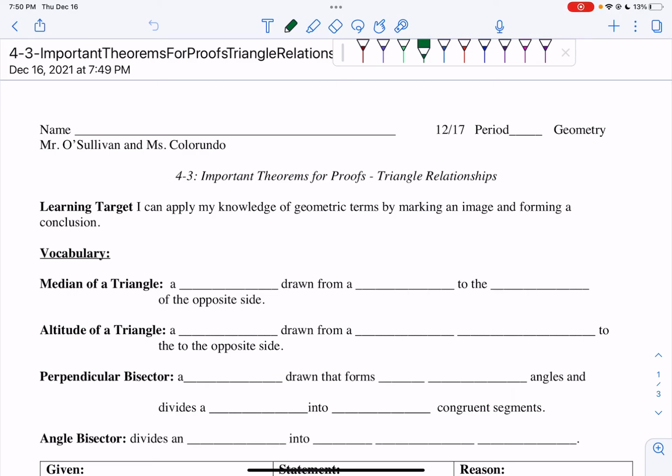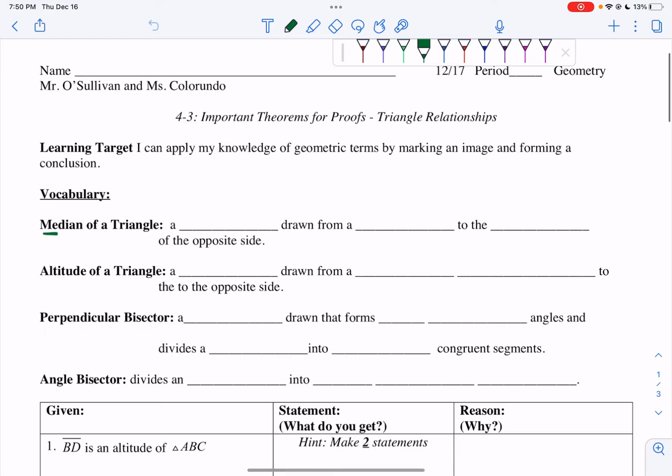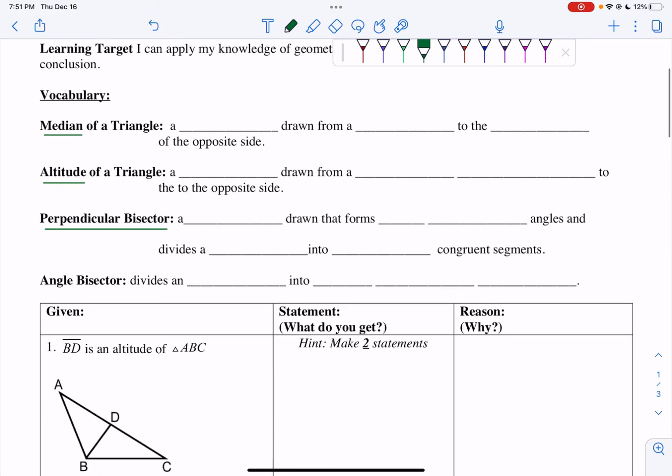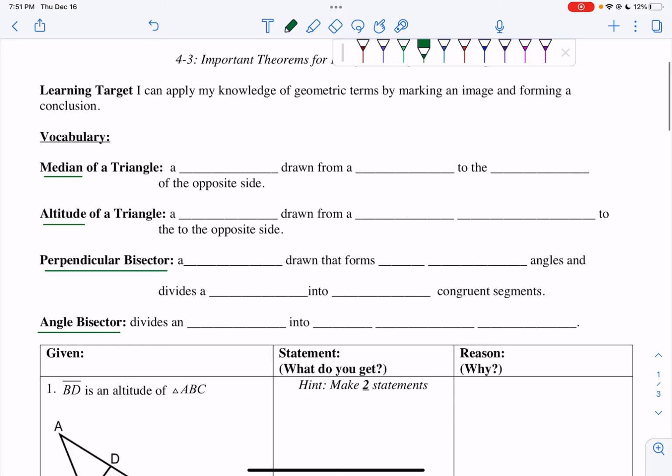Today we're looking at lesson 4-3, Important Theorems for Proofs, Triangle Relationships. The few things we're looking at today are the median of a triangle, the altitude of a triangle, the perpendicular bisector of a triangle, which we looked at briefly last week, and angle bisector. We don't have one of those in our notes today, but we did practice with angle bisectors on either Friday or Monday, I forget. Now, let's go over some definitions, make sure you fill these in.